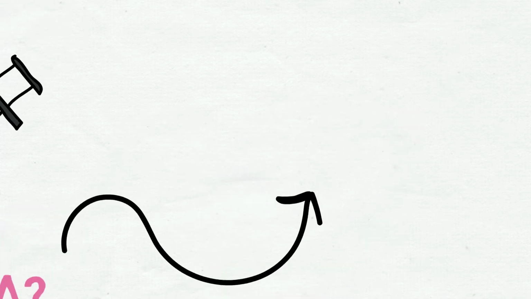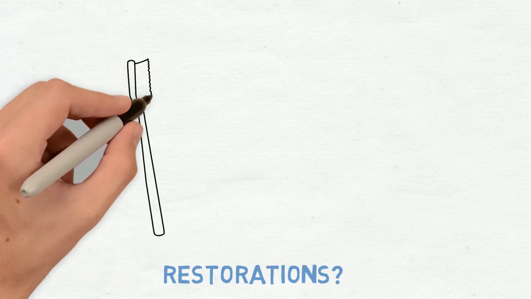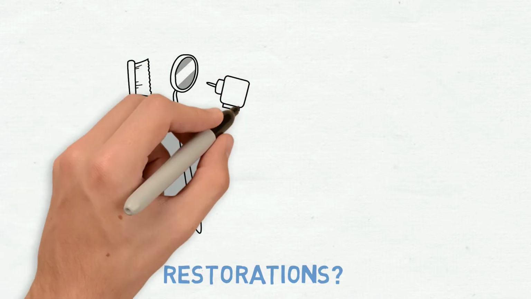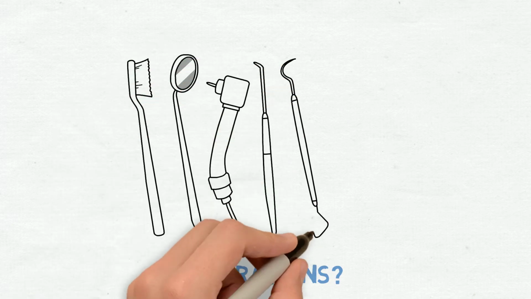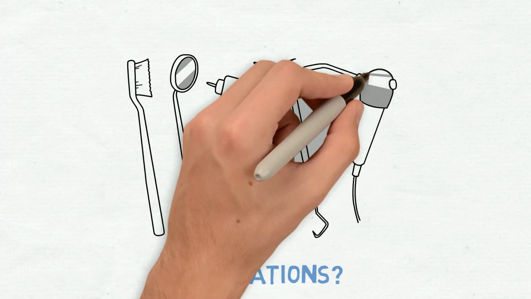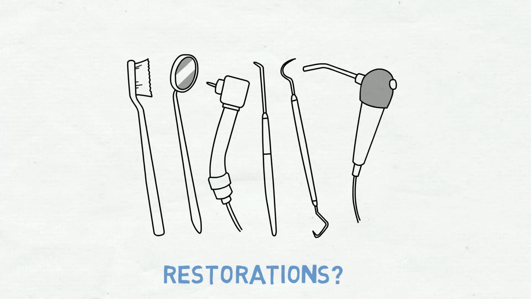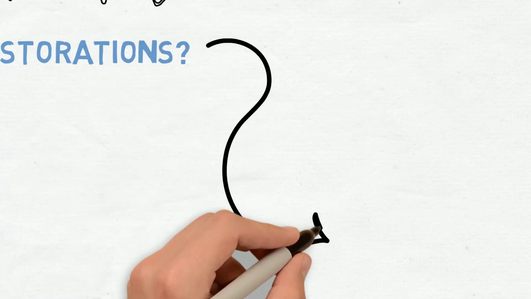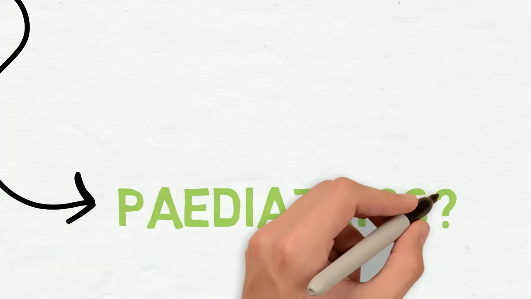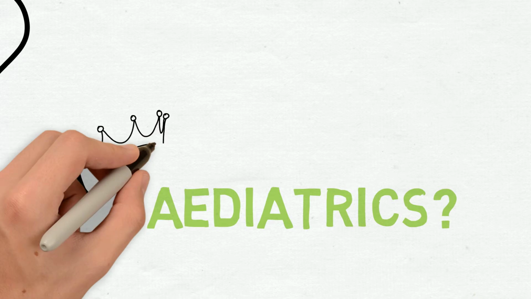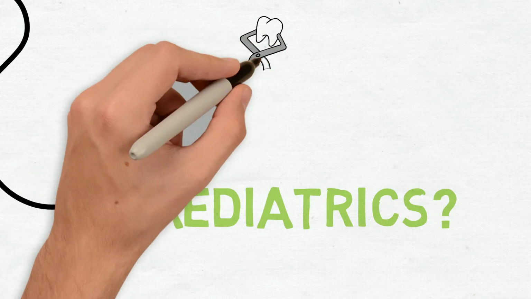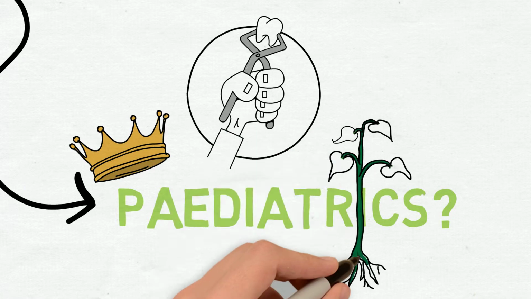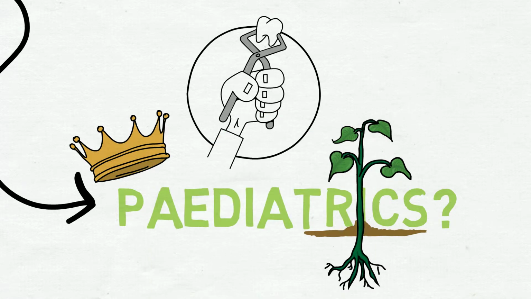Can the dental therapist carry out restorations? Yes. The dental therapist can place temporary dressings and re-cement crowns with temporary cement, place rubber dam. They can also carry out direct restorations on primary and secondary teeth. Can a dental therapist work with paediatric patients? Yes. Dental therapists can place preformed crowns on primary teeth, they can extract primary teeth, and they can also carry out pulpotomies on primary teeth.